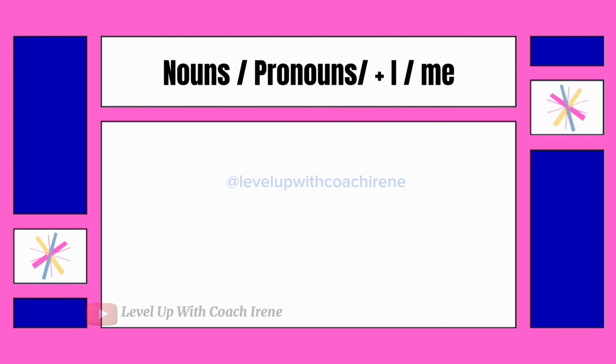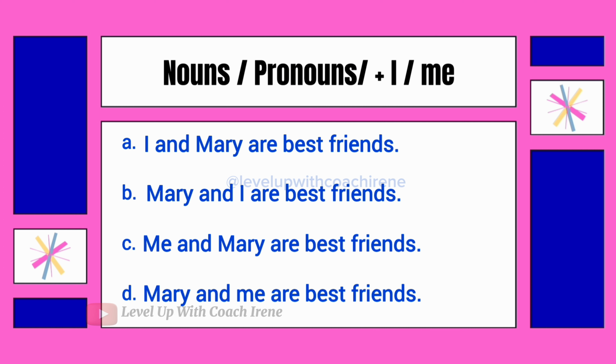Note that a number of students make mistakes when it comes to the subject I and me. Let us look at these sentences. Can you tell me the correct answer? I and Mary are best friends. Mary and I are best friends. Me and Mary are best friends. Mary and me are best friends.